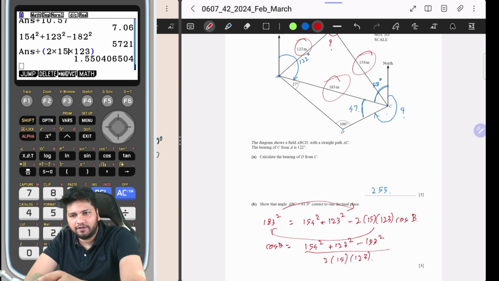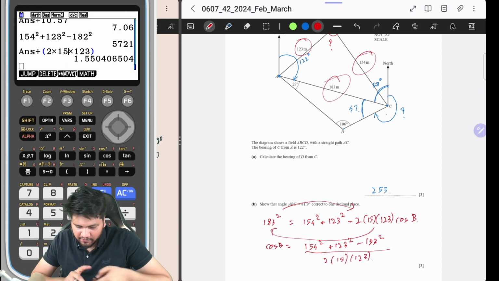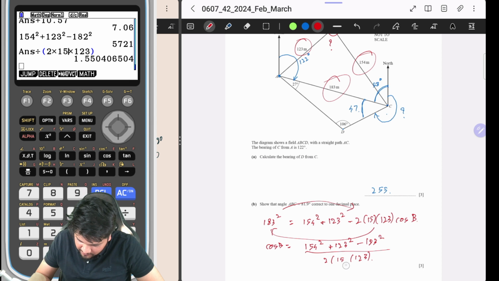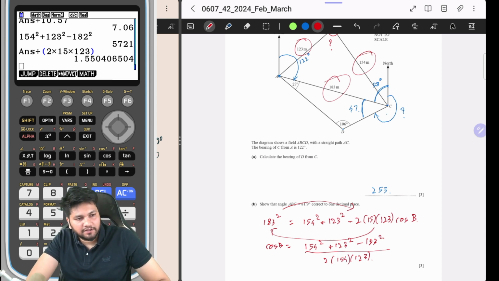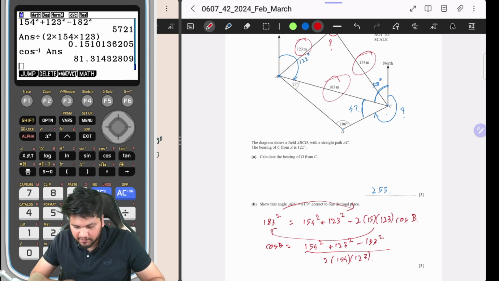As you can see, it's 2 into 15 I have written. It's not 15, of course, it has to be 154. So yeah, it's 154. Now it kind of makes sense. And then all you have to do is take shift cos inverse of answer, and you get 81.31. So that's the answer.